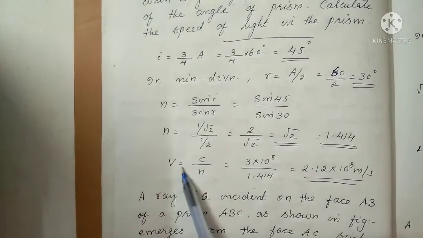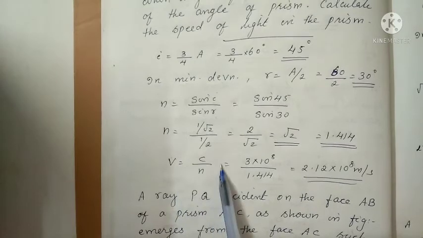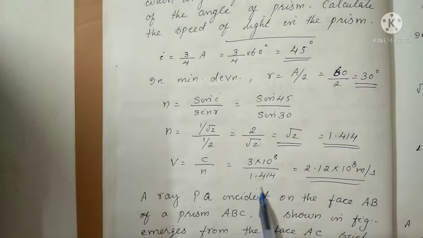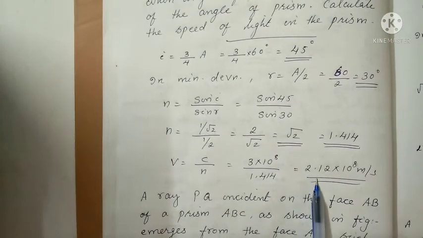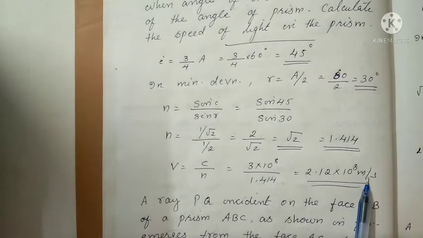Then we can calculate the value of velocity or the speed of the light in the prism, v equal to c by n, that is equal to 3 into 10 raised to 8 divided by 1.414, that is equal to 2.12 into 10 raised to 8 meter per second.